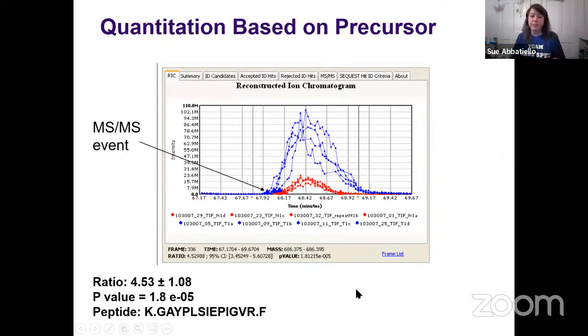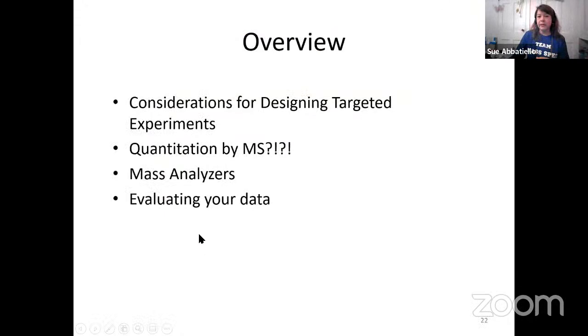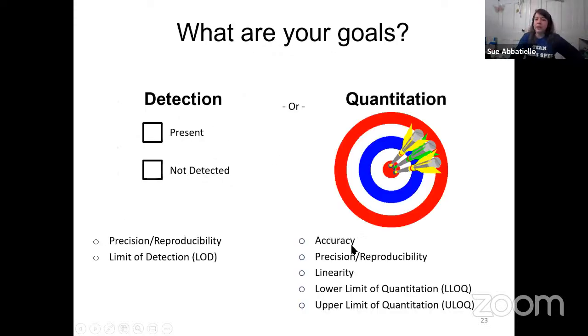It's not always the case, but this software gave information to allow some of these assumptions to be made. So which are the best options? Some people have already started asking these questions, like what are the considerations for designing targeted experiments? Can you quantify by MS? What is the best mass analyzer, if you even have a choice? And then how do you evaluate your data?